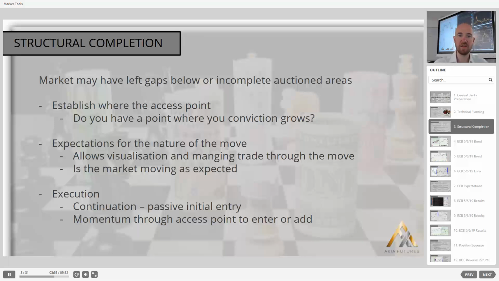You can be waiting in a certain area and looking at that to say to yourself, right, once we get here, that's where I'm getting in. That's your real access point. That's the momentum part of the trade. So both offer you an access point.